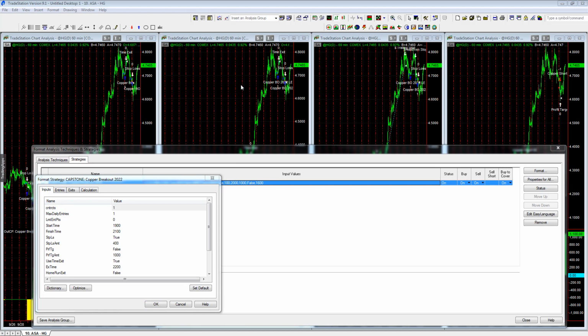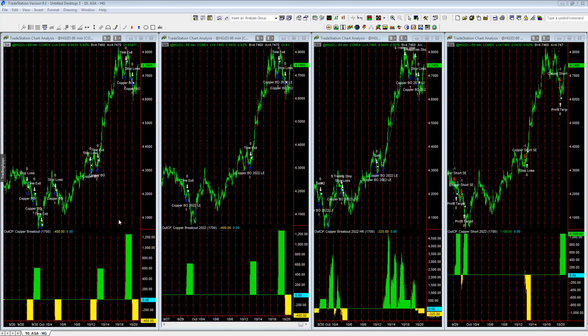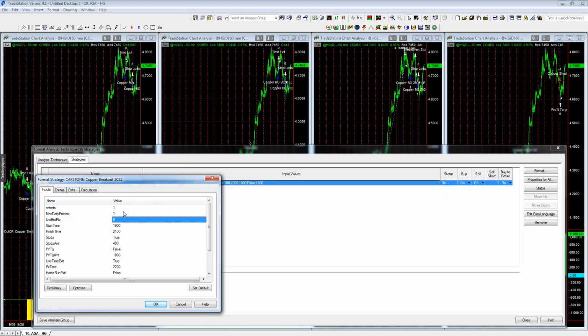I've done this now on the second chart, Copper Breakout 2022. You see limit entry points. You have the opportunity to buy on a close minus limit entry points, and we use 0 by default. Then you see start time, finish time, stop loss, profit target. Use the time exit. This was in the code, just fixed in the code. Now you can set it to true or false, change the exit time. When it equals that exit time, it will exit.